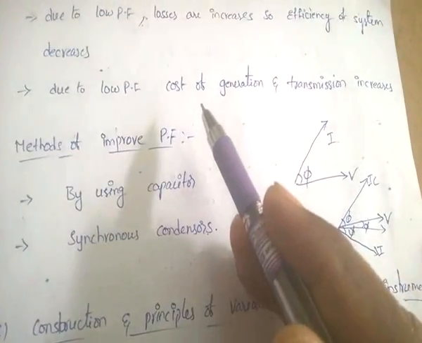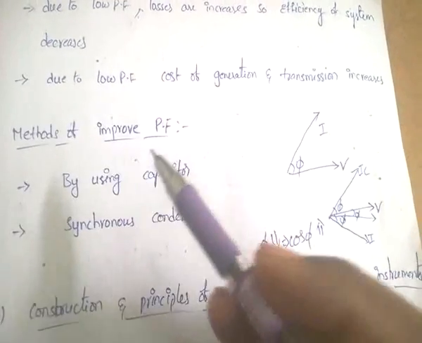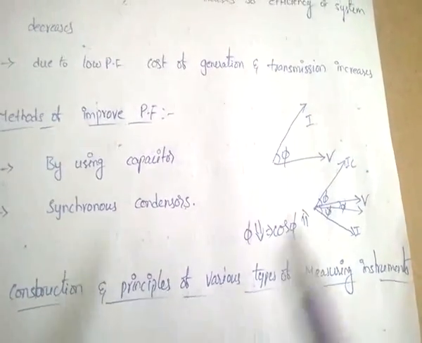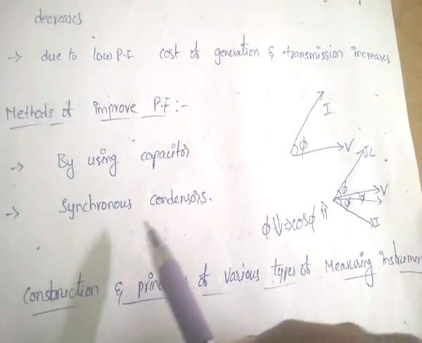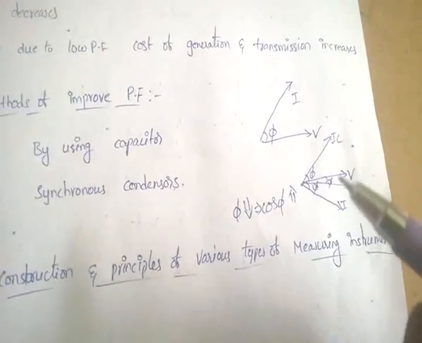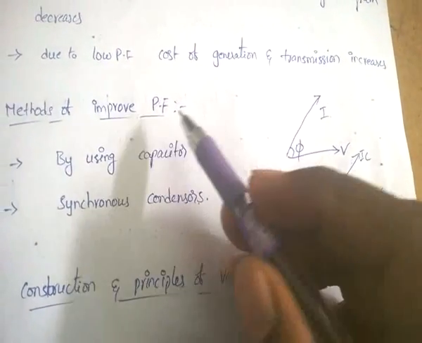So to overcome this, what are the methods to improve the power factor? Methods of improvement of power factor. There are mainly two devices. First one, by using capacitors, or second one, synchronous condensers. By using capacitors or synchronous condensers, we can improve the power factor.